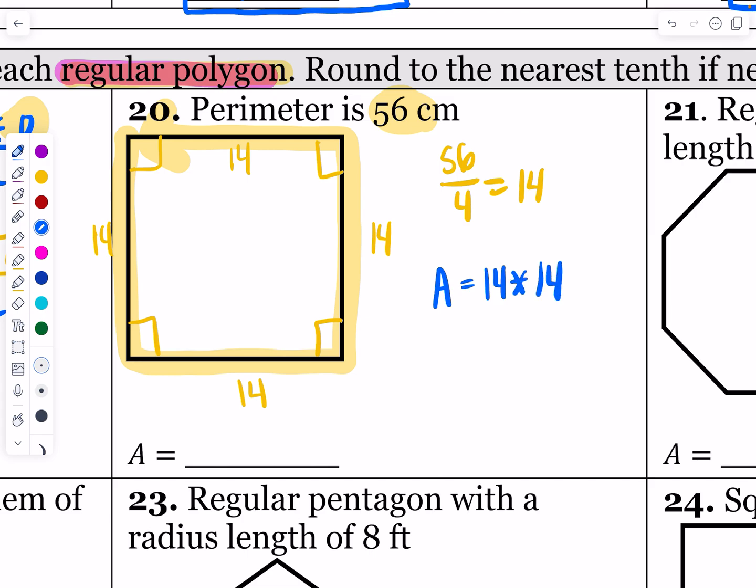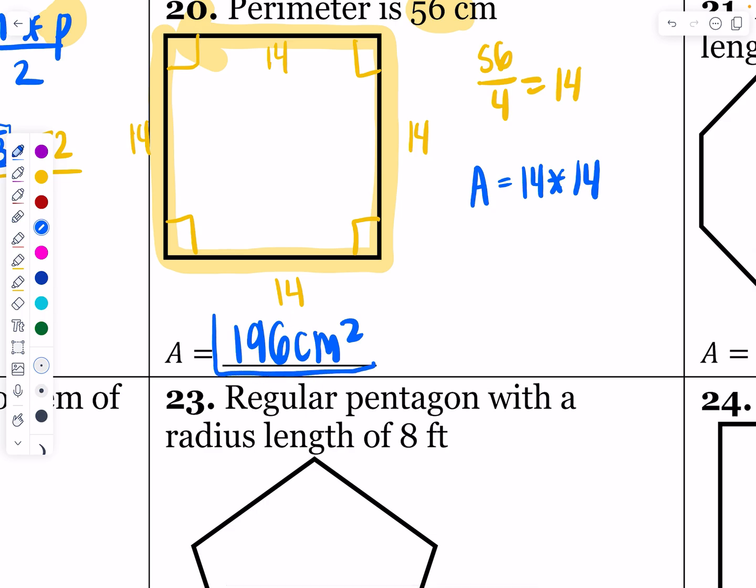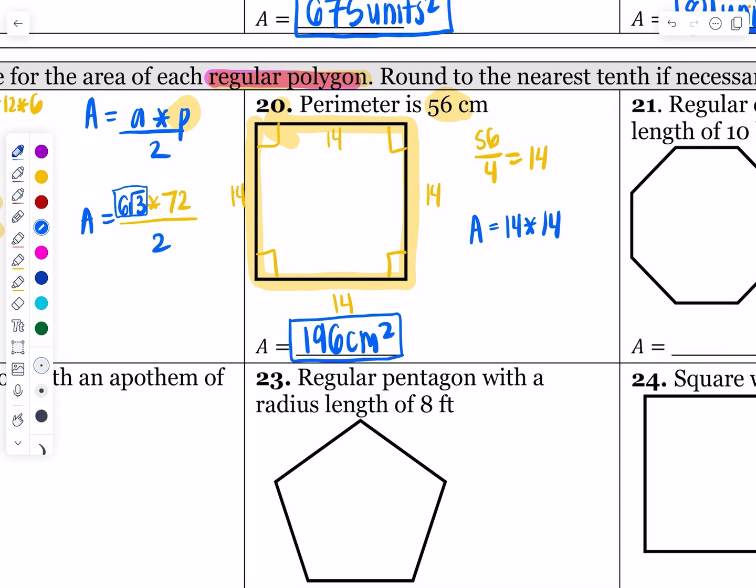Could you go through and do the regular polygon formula and get the same thing? Absolutely, but this is way easier and way faster. So 196 centimeters squared is my area of this square. Whenever it is, we could use a times p divided by 2, but you'd still get 196. So this is just a little bit quicker.